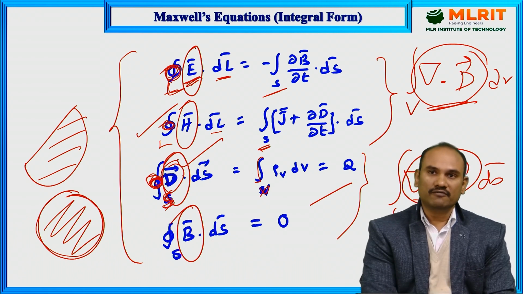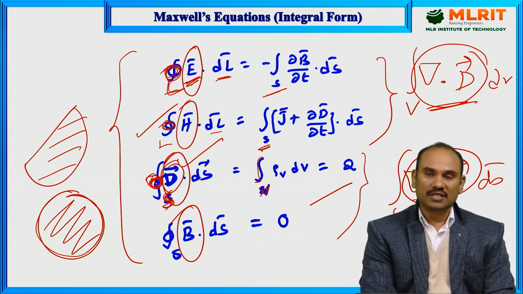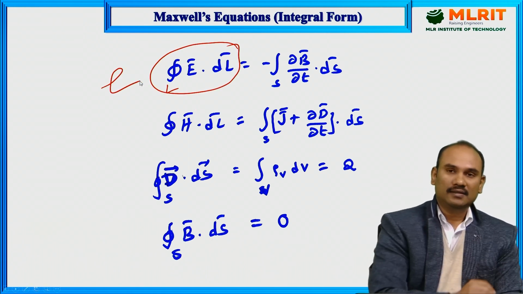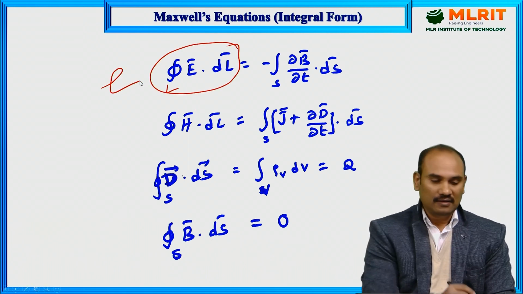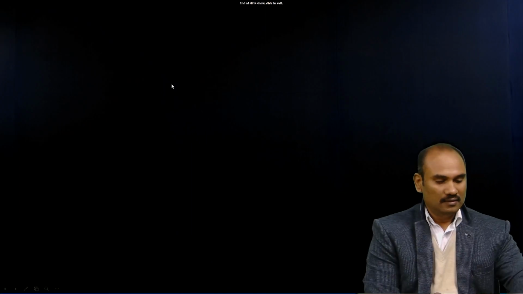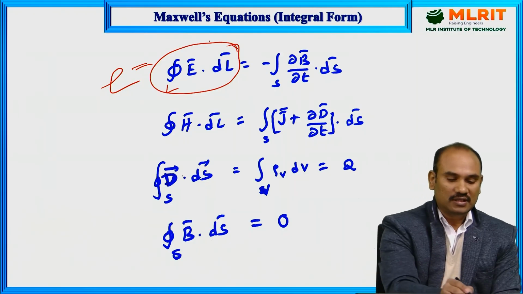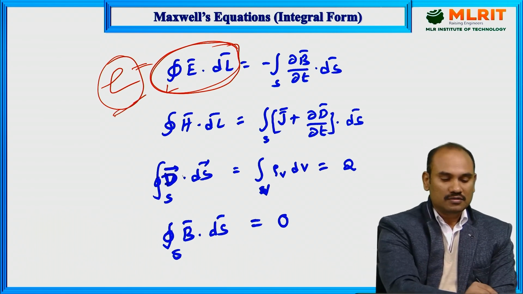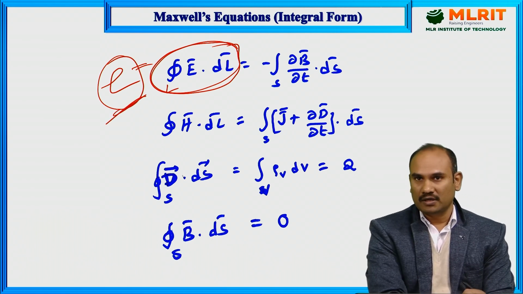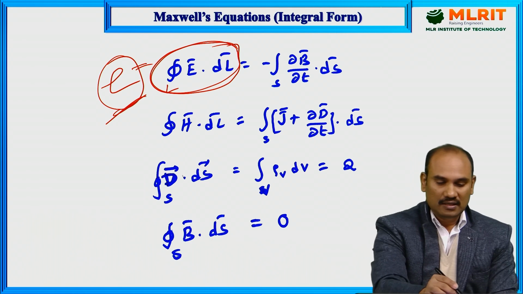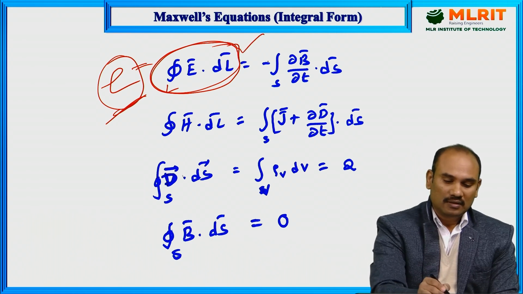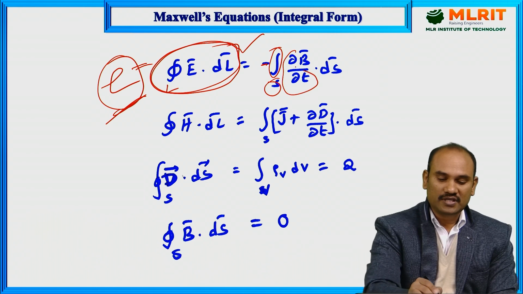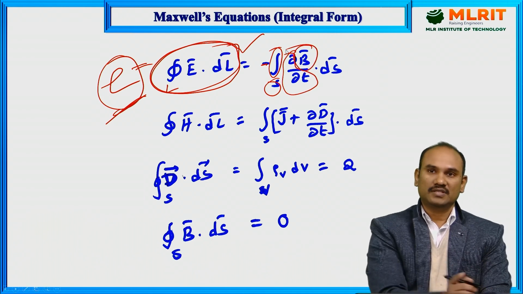Now let us go for the word statements of Maxwell's equations in integral form. Integral E dot dl is nothing but EMF. In Faraday's law we have seen EMF written as integral E bar dot dl. So what does the left hand side indicate? EMF. The electromotive force induced around a closed path or closed conductor is equal to the negative surface integral of rate of change of magnetic flux density. That is the statement.